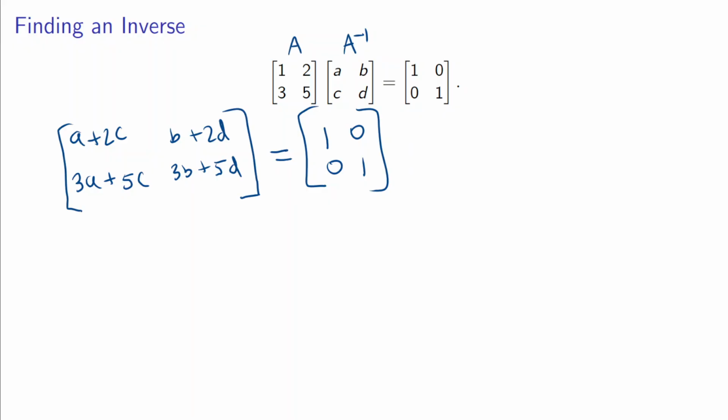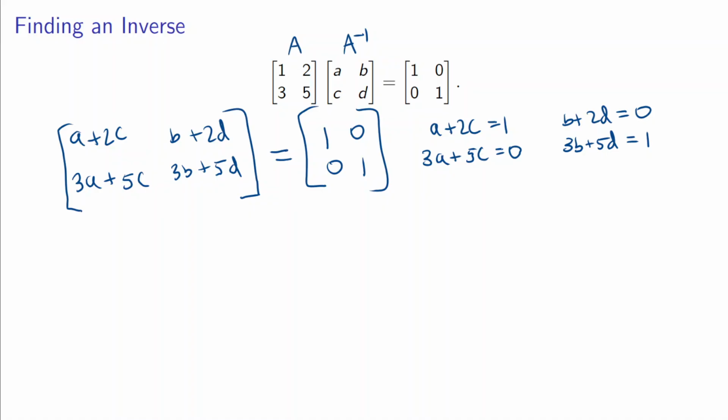But when are two matrices going to be equal? Precisely when their components are equal. So we would need a plus 2c to equal 1. We would need 3a plus 5c to equal 0. We need b plus 2d to equal 0. And we would need 3b plus 5d to equal 1. And what we have here is a system of equations. We've got 4 equations and 4 unknowns.